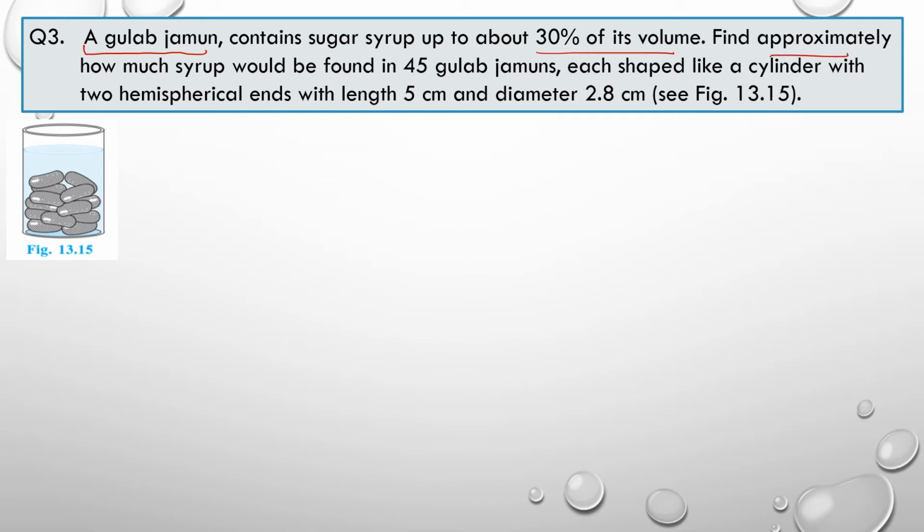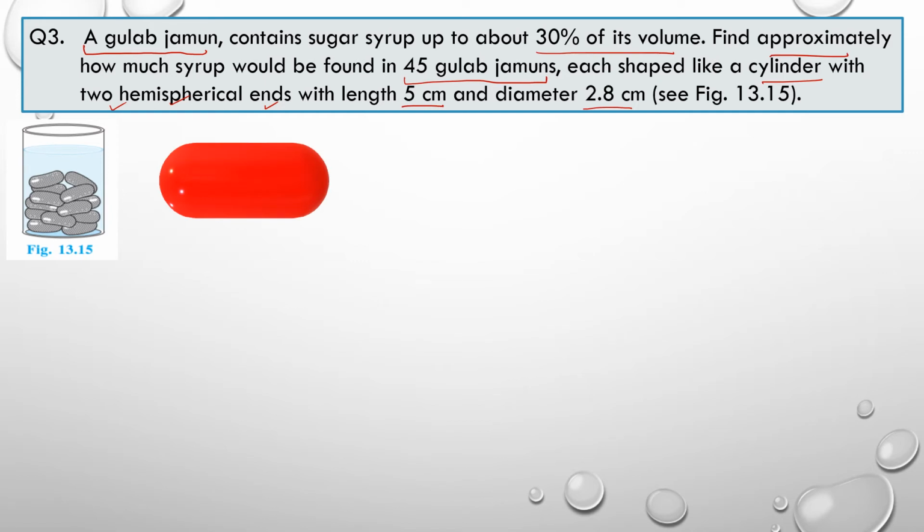Find approximately how much syrup would be found in 45 gulab jamuns, each shaped like a cylinder with two hemispherical ends. You must have seen that gulab jamuns are of two types, one is round and one is a little longer. So now they are talking about the type of gulab jamun which is a cylinder and has two hemispherical ends. The length of the gulab jamun is 5 centimeter and its diameter is 2.8 centimeter, and they have given figure 13.15. The figure is given in the textbook, so I have copied it from the NCERT textbook to show you the figure.